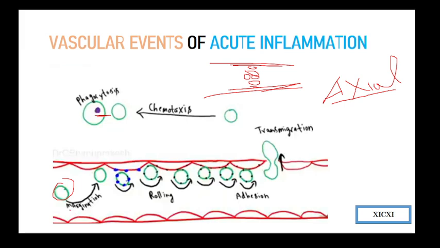Step number 1 is margination. Margination is to change axial blood flow to reverse axial blood flow, where red blood cells can now flow on the periphery. This means margination. It is turning the movement of red blood cells from the center of the blood vessel to the periphery, and this process is called margination.